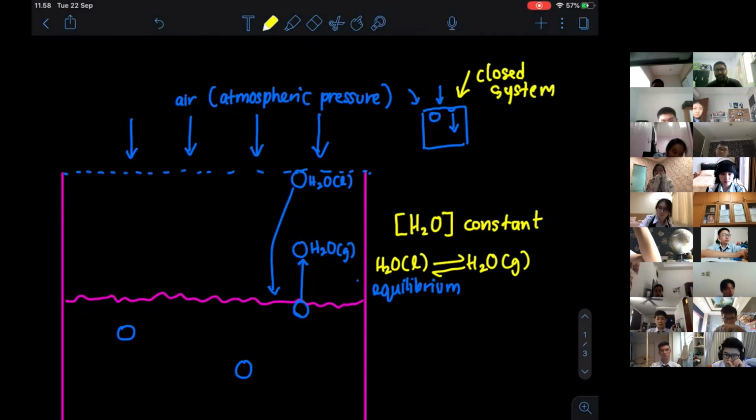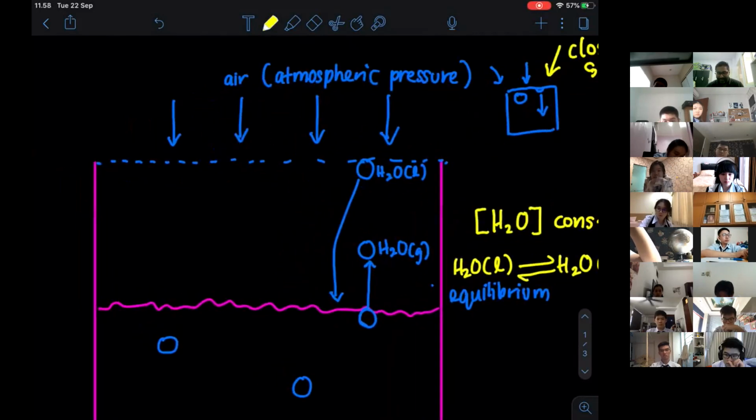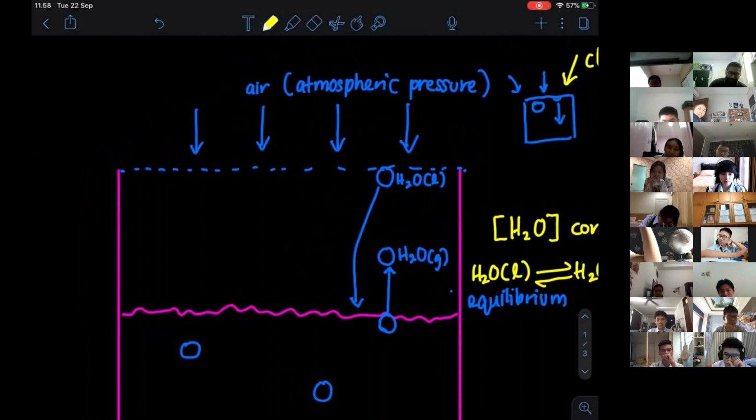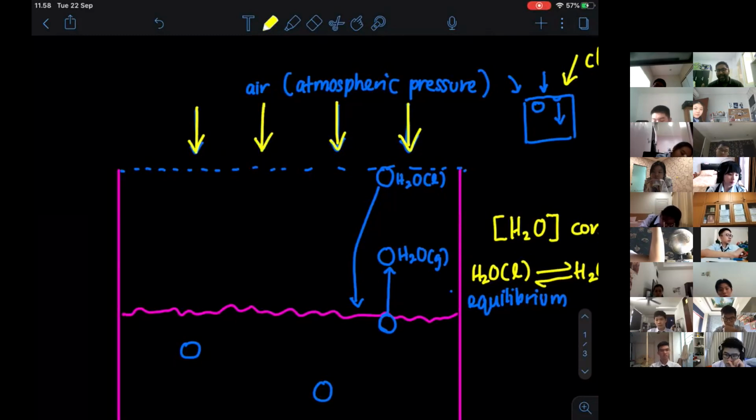But here, even though there is no physical barrier, it's open. There is no cover or lid trying to prevent the water from going out. But you have to consider the air pressure, or the atmospheric pressure. This atmospheric pressure prevents anything from going out. Nothing is coming inside, no water molecules coming inside. So this is also a closed system.